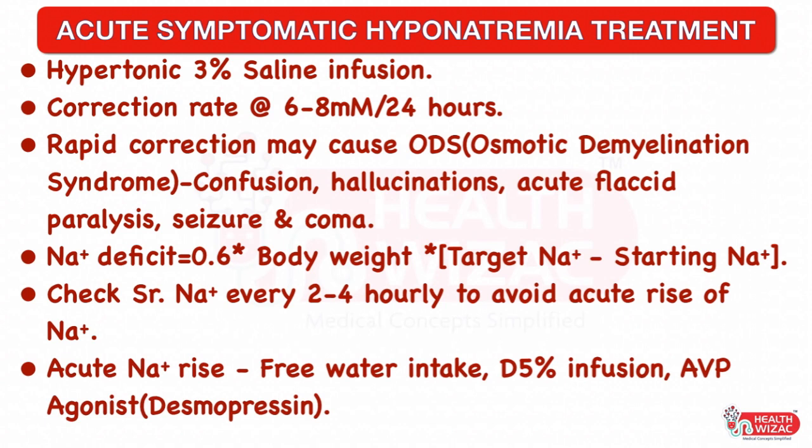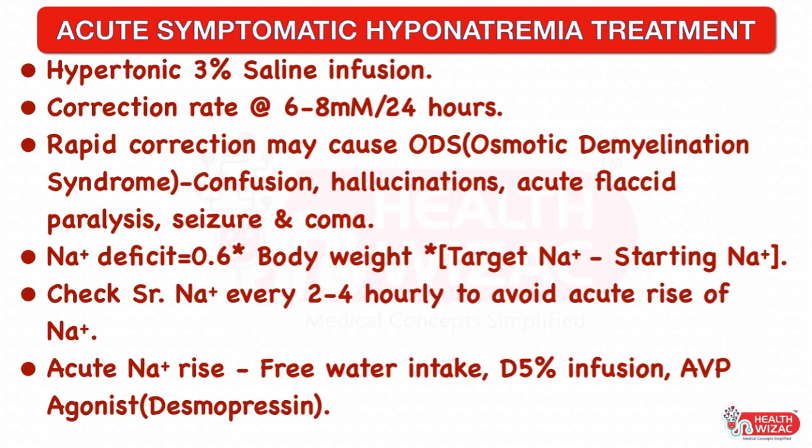The rate of correction should not exceed 6 to 8 millimoles every 24 hours. If the correction is done too rapidly, then it may give rise to a clinical condition called osmotic demyelination syndrome, which usually presents with confusion, hallucinations, acute flaccid paralysis, seizure, and even coma.